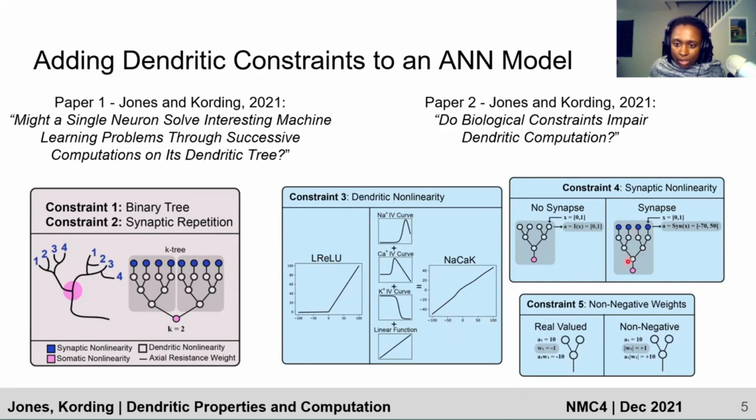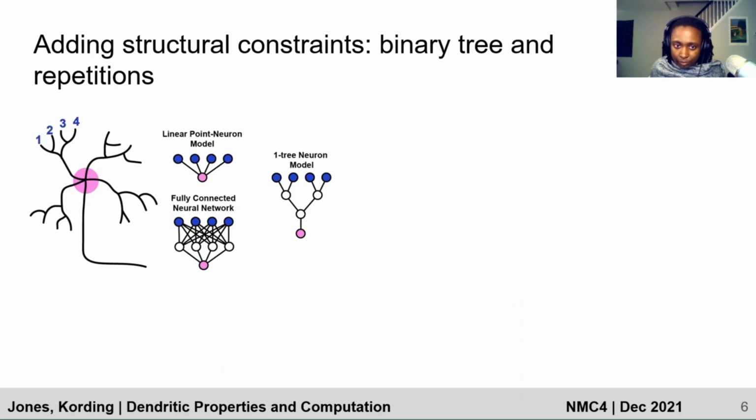Fourth, we introduce a synaptic nonlinearity at the inputs of the dendritic tree to transform the input values into units of millivolts. And fifth, and lastly, we acknowledge that given the first constraint, our model is like a compartmental neuron model, so the nodes of the model are compartments connected by axial conductances. These conductances only make sense if they are non-negative, so we impose non-negativity on the weights connecting each node. As we progress through this project, we will add each constraint on top of others.